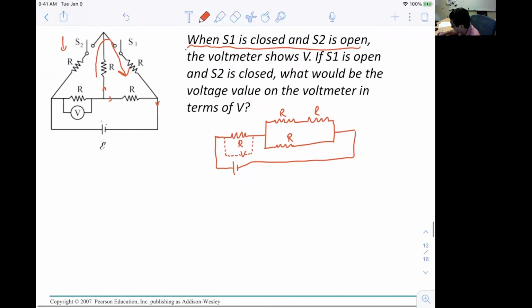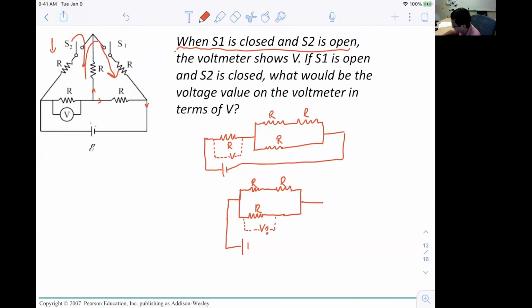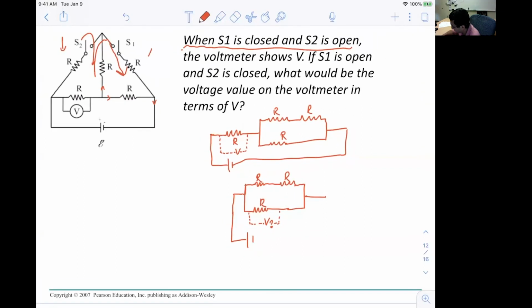In the second case, S1 is open, S2 is closed. In this case, the current is going to be split into 2, and it's going to go this way, right? And you will have 2 resistors on that arm, and they will meet again. The question asks what the voltmeter value is in this second case. But at the end, don't forget that this resistor doesn't have anything. Everything is going to go through this R.